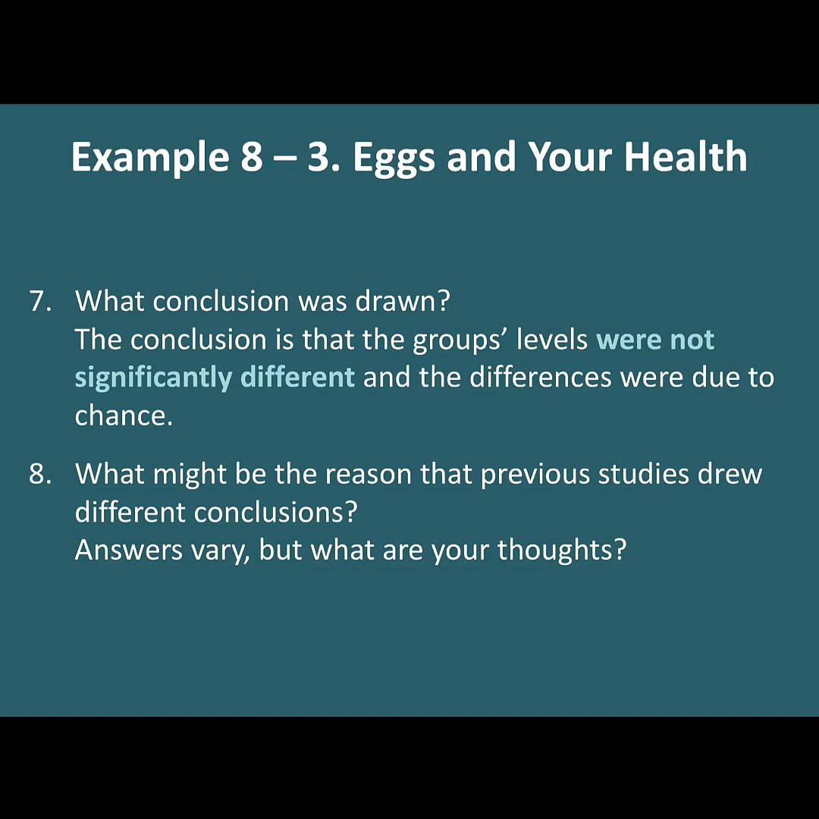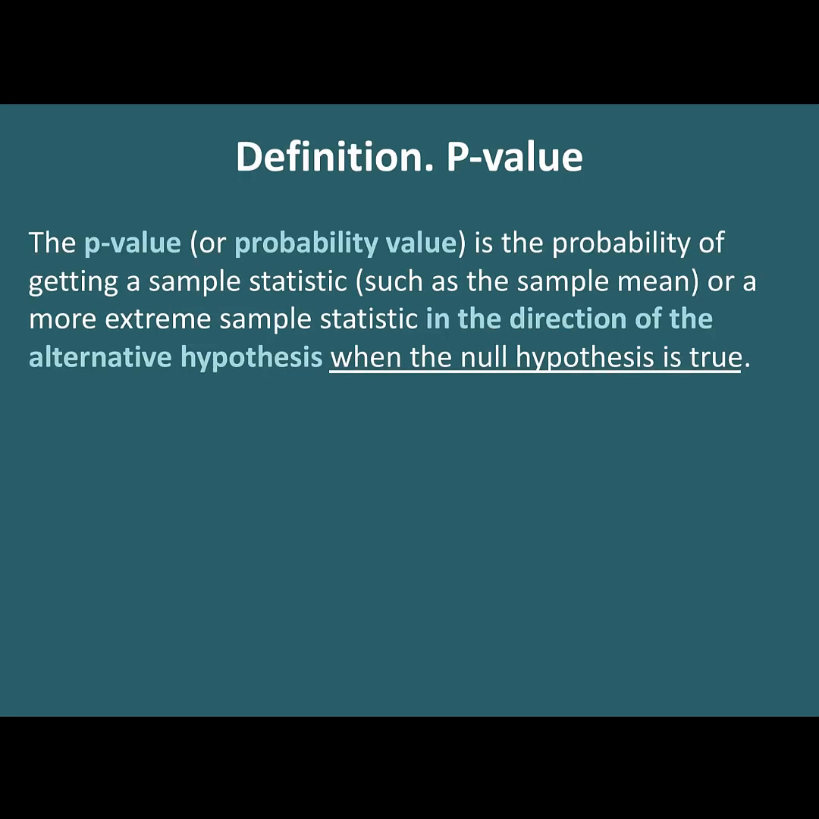This example was an example of how hypothesis testing is set up and started. In future sections, we'll see how we can actually numerically draw a conclusion that can reject or not reject the null hypothesis. As we'll talk about in future sections, we also need to find out how to use the p-value in order to find whether or not to reject or not reject a null hypothesis. The p-value, or probability value, is the probability of getting a sample statistic, such as the sample mean, or a more extreme sample statistic in the direction of the alternative hypothesis when the null hypothesis is true.